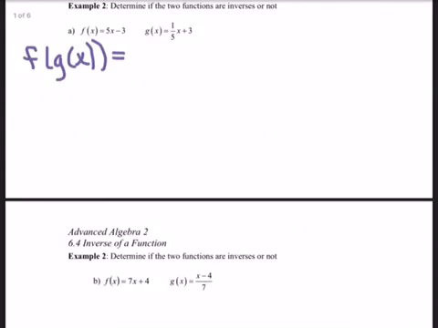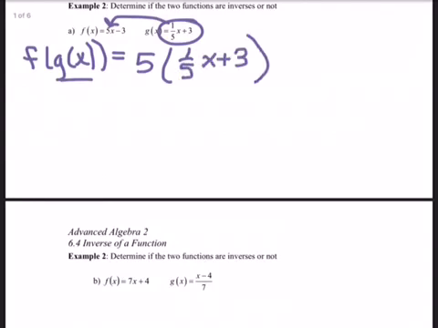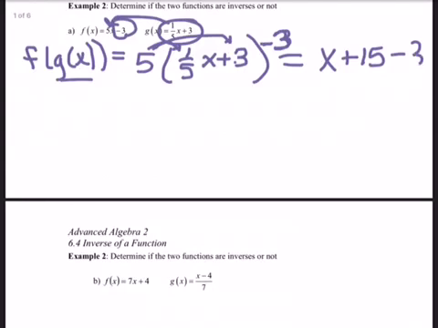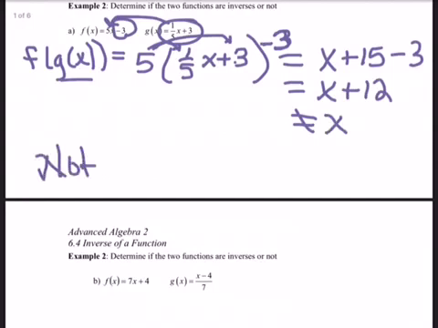So f of g of x means insert function g in for x in all places you see x in f. So that's going to give us 5 times 1 over 5 x plus 3. Now if I carry the 5 through, 5 times 1/5 is 1, so that gives me x, and 5 times 3, I forgot my minus 3 over here. My 5 times 3 is 15, so that's plus 15, but then I need the minus 3, that's why I just put that back in there. And that gives me x plus 12. Now because this does not equal x, they are not inverses of each other.